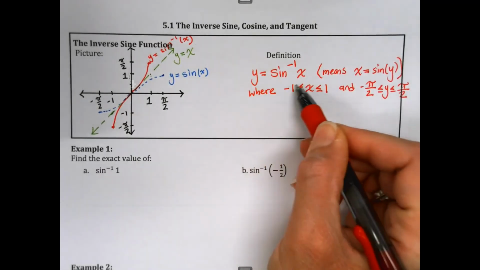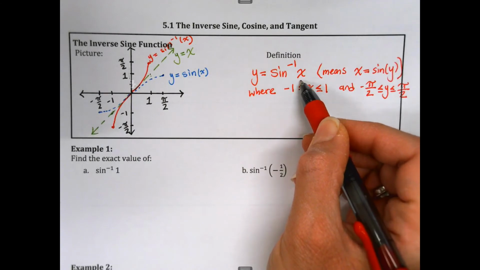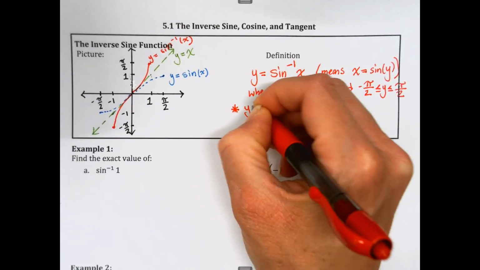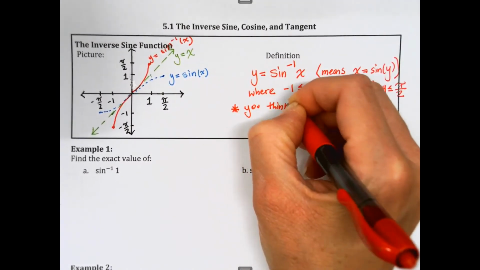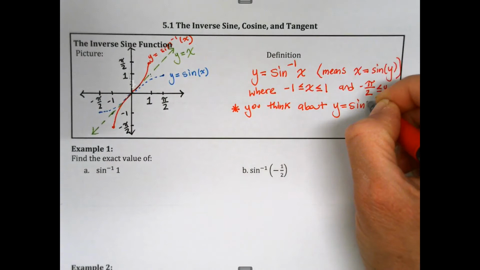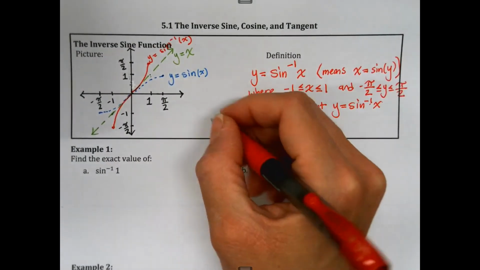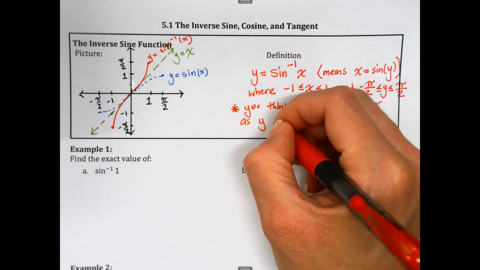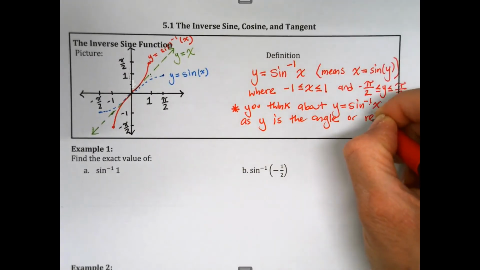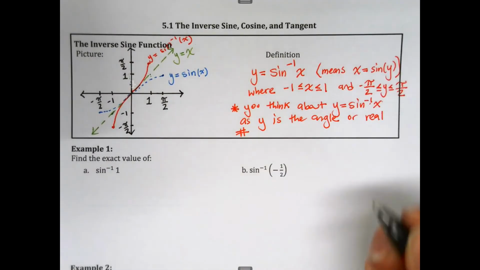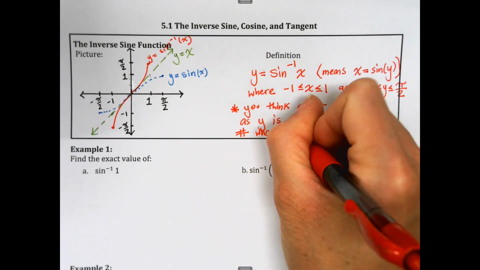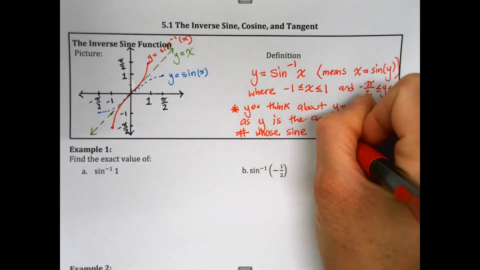We're going to be solving things that look similar to this. And so when you're solving it, you want to think about y is equal to the inverse sine of x as y is the angle or real number, since when we're in radians, radians is just a real number, whose sine value equals x.